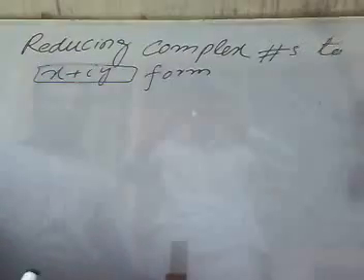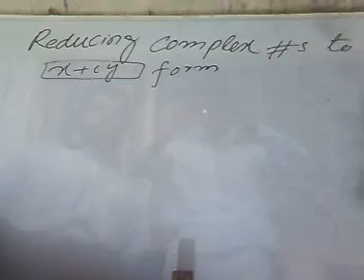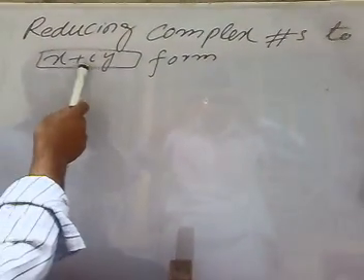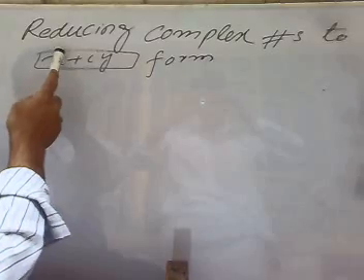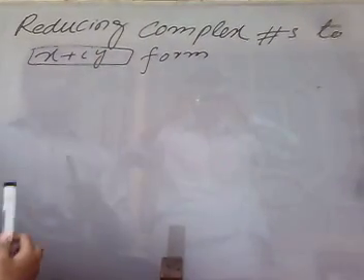Today we will learn how to reduce complex numbers into simple form x plus iota y. It means that there will be different kinds of complex numbers, different representations, but we will simplify them and write them in x plus iota y form. That is, there will be only one real part and one imaginary part after simplification. Okay, let me consider a few examples.